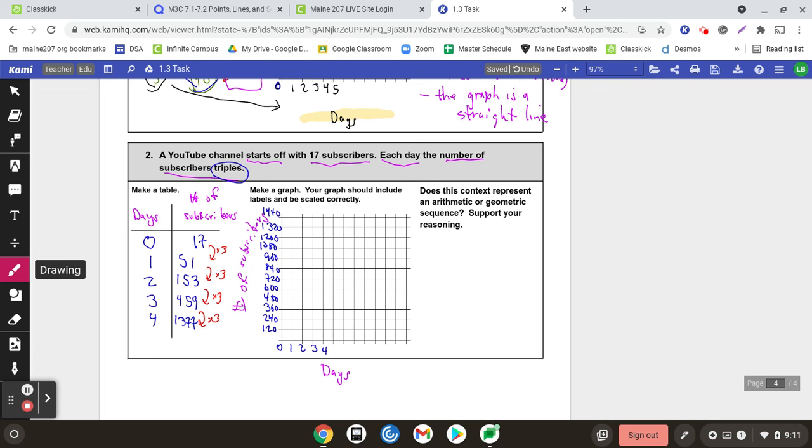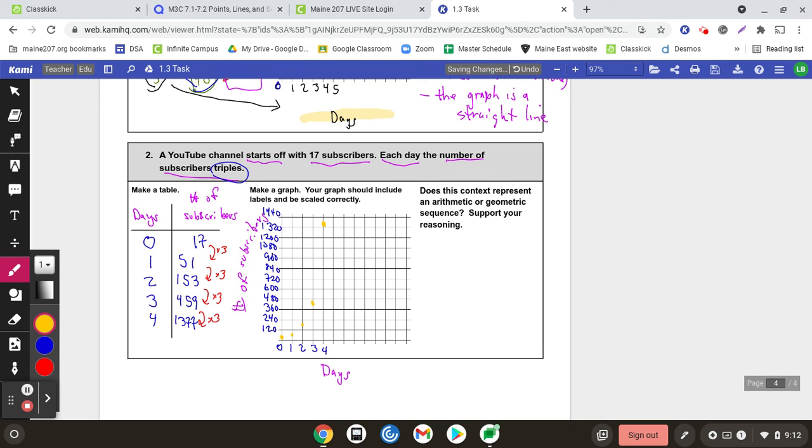I will now graph my points. I have 0, 17, that's really tiny. I have 1, 51, that's barely above it. I have 2, 153, which is a little above 120. I have 3, 459, which is a little below 480. And I have 4, 1,377, which is all the way up here.